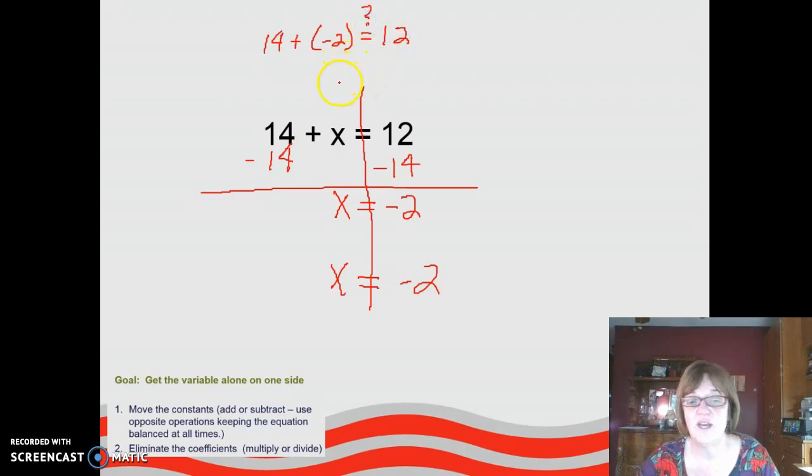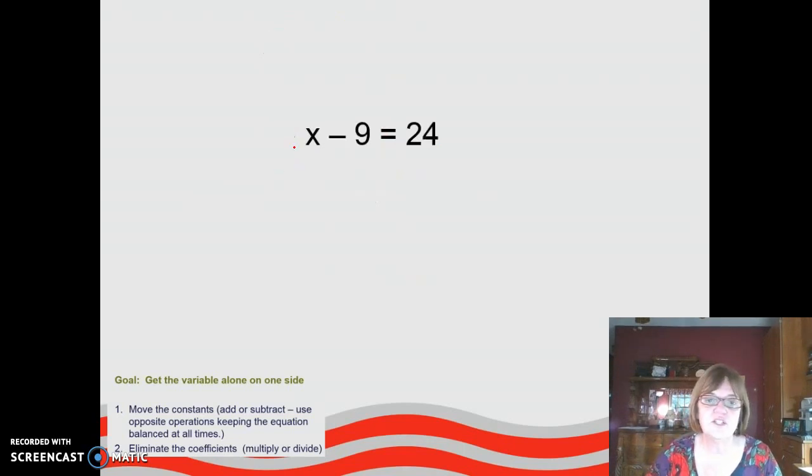Okay, if it's not, then we got to go back and check our arithmetic, check our method, figure out if we're doing it right. But 14 minus 2 is 12. So, of course, we did it right. Let's look at one more. Again, there's a number being added or subtracted to our x, and we got a number over here. So, again, like I said, until you get really used to this, maybe draw that line every time.